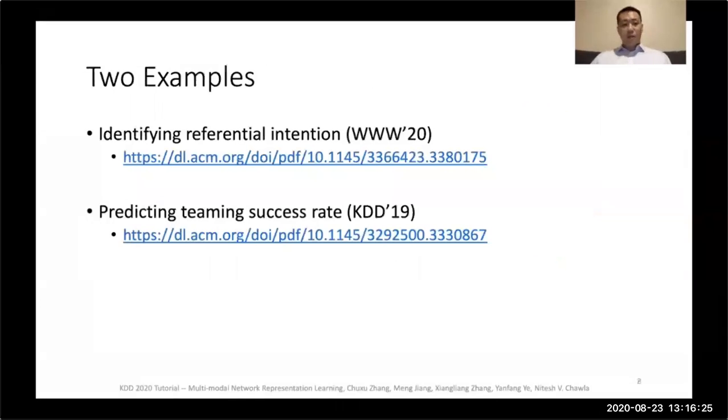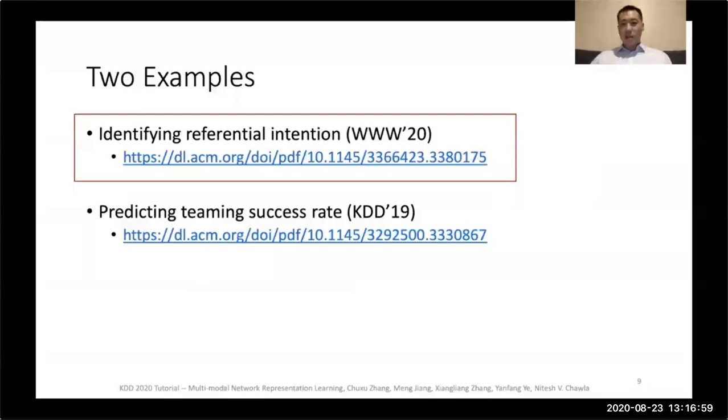Okay, so in this tutorial, I want to present two example works. One is a work that uses multimodal data to identify the intention of referential behavior. This work was published in the Web Conference 2020. And the second work uses multimodal, multidimensional data to predict the success rate of project teaming. This was published in KDD 2019. Okay, let's come to the first one.